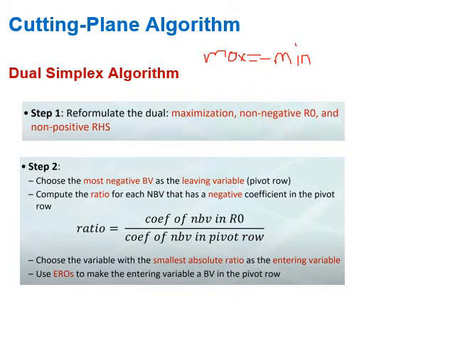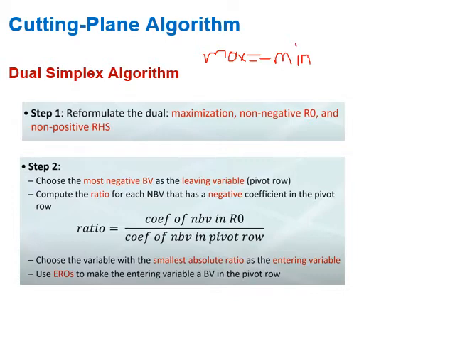And in row 0, all values should be non-negative now. Okay, so row 0 coefficients should be non-negative. And among the right-hand side values, there should be at least one negative value. Otherwise, it means that the tableau is already optimal. Okay. In step 2, what do we do? In regular simplex, we first decide on the entering variable, then the leaving variable. But here, we first find the leaving variable, then decide on the entering variable with a ratio test.